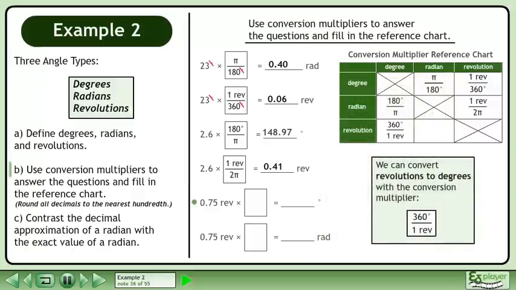Now we'll move on to the next conversion. We can convert revolutions to degrees with the conversion multiplier 360 degrees over 1 revolution. Multiply 0.75 revolutions by the conversion multiplier. The units of revolutions cancel out, leaving 270 degrees.